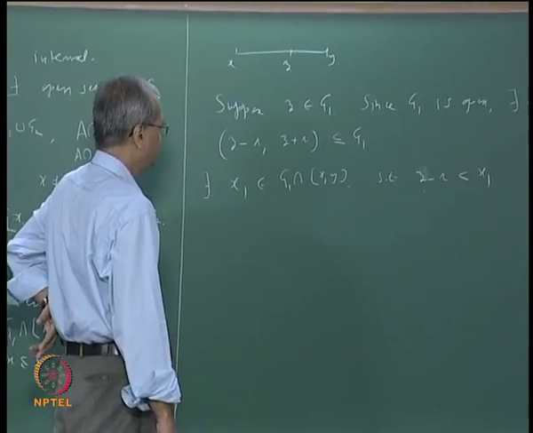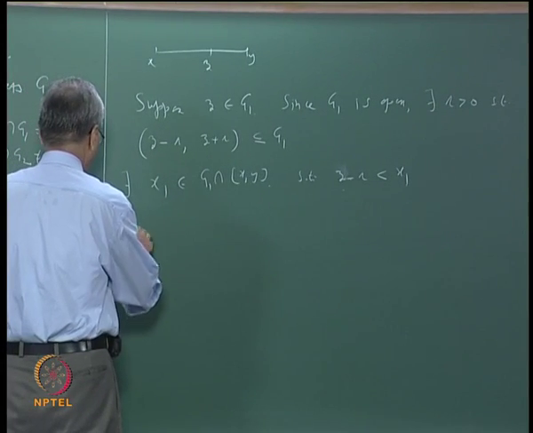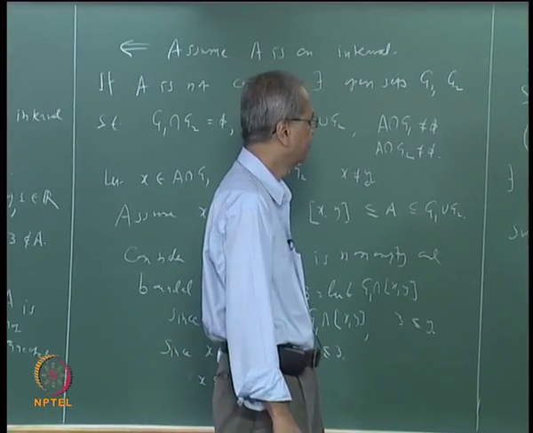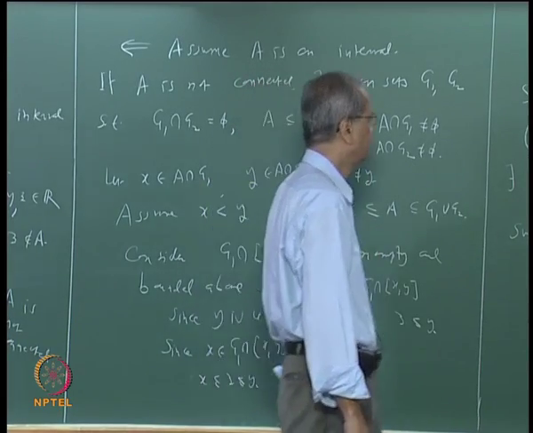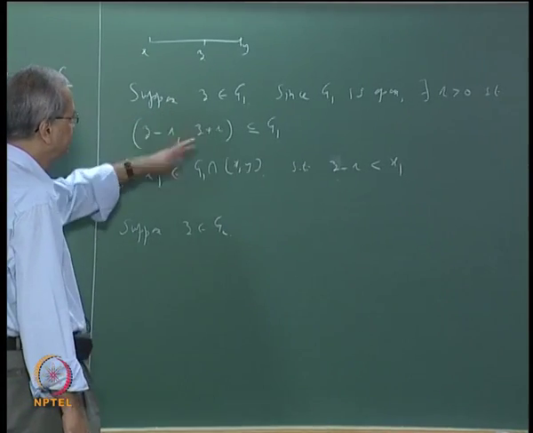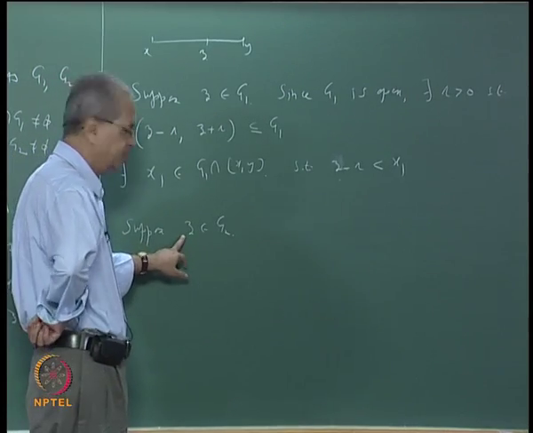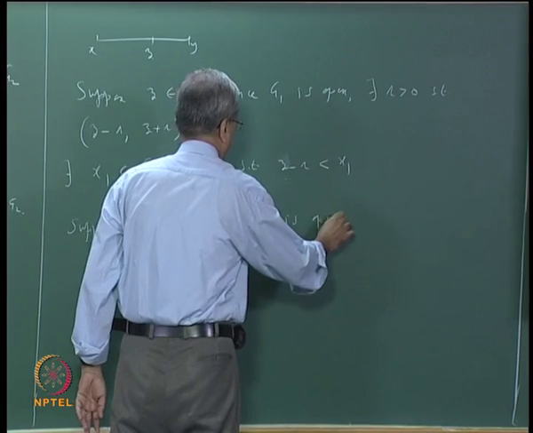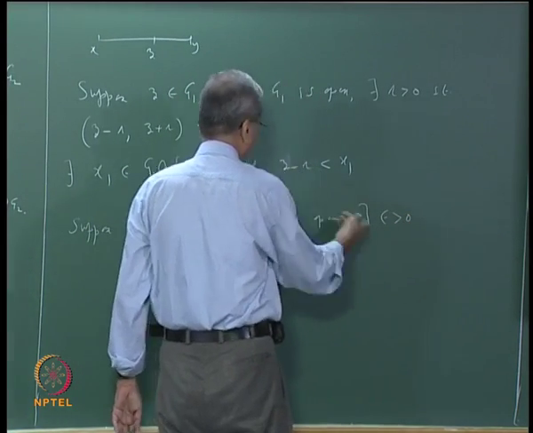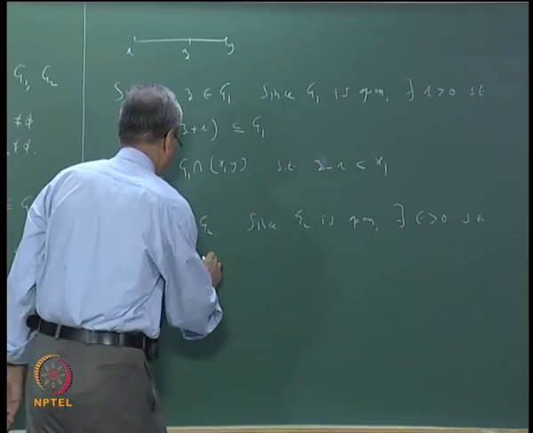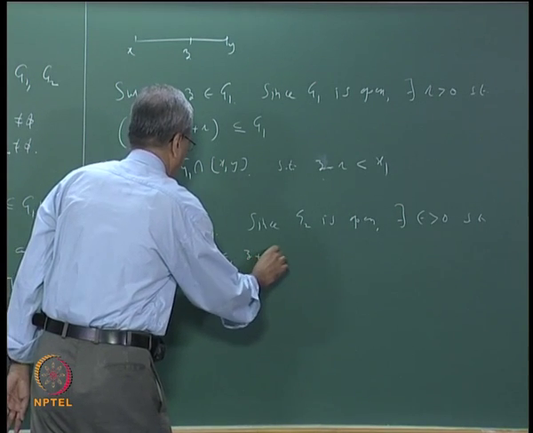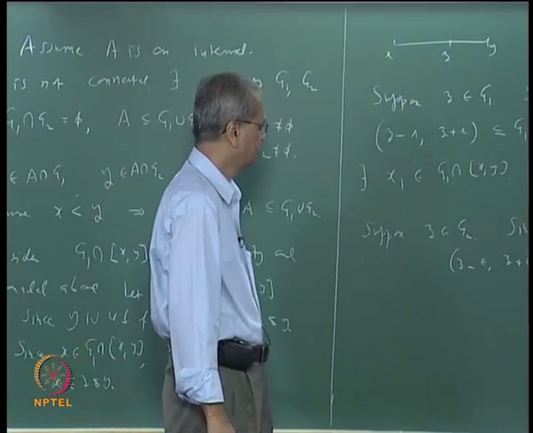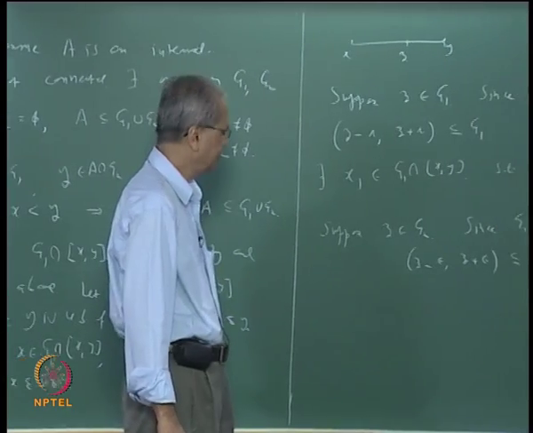Let us see what happens if Z belongs to G2. Suppose now Z belongs to G2. Again there will exist some positive number such that the open interval with center at Z is completely contained in G2. Since G2 is open, there exists epsilon, instead of R let me call it epsilon, such that Z minus epsilon to Z plus epsilon is completely contained in G2.